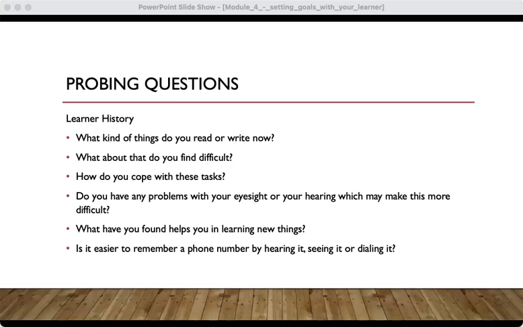So if we're looking at our learner's history, what kind of things do you read or write now? What about that do you find difficult? How do you cope with these tasks? Do you have any problems with your eyesight or your hearing, which may make this more difficult? What have you found helps you in learning new things? Is it easier to remember a phone number by hearing it, seeing it, or dialing it?